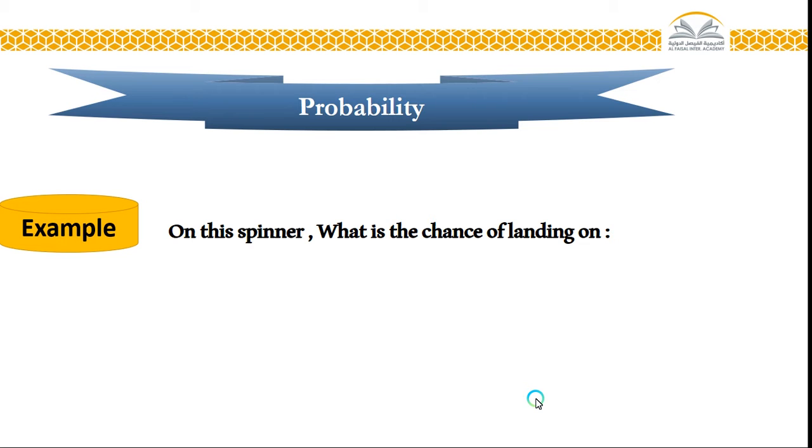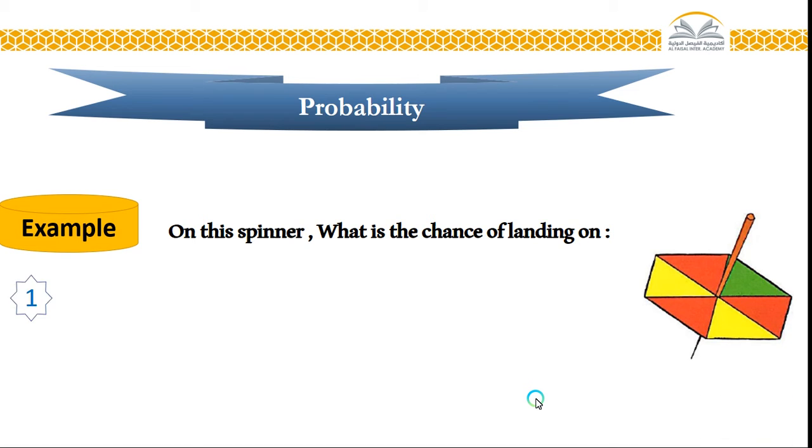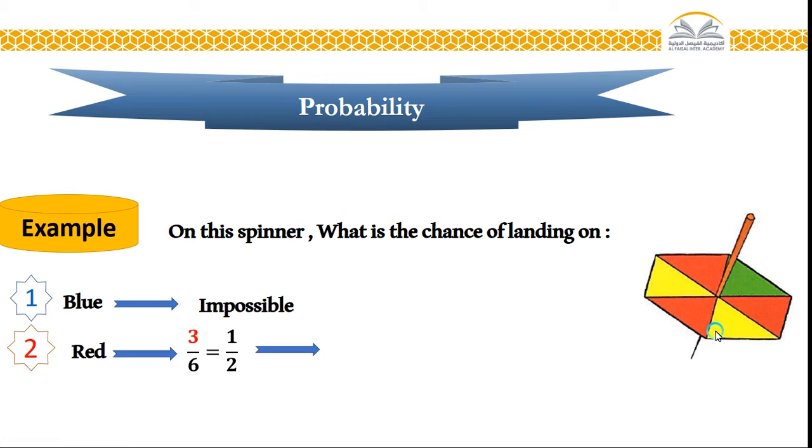Now, first example, on the spinner, what is the chance of landing on what? First one, blue. Okay. If you look at the spinner, do you have any color blue? No. So this event is impossible. Now, red. How many reds are there here? 1, 2, 3. But from the total, how much? 1, 2, 3, 4, 5, 6. So I will get 3 over 6, which is 1/2, or 50-50.